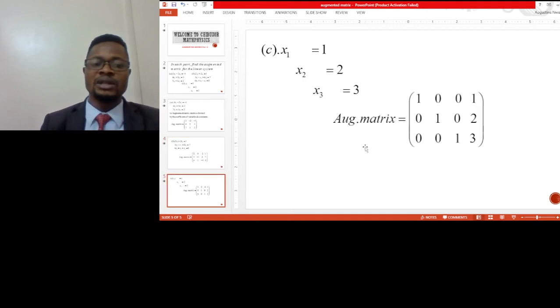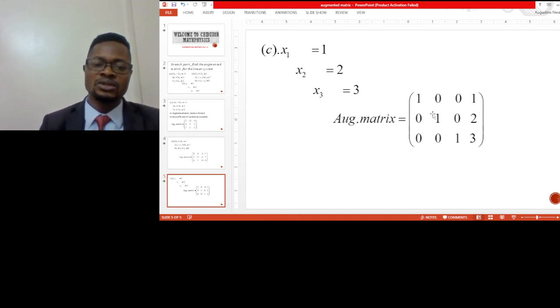Let's consider the final one. Here you have to be very keen. You see here we have x1 in the first equation. We don't have x2, we don't have x3. In the second equation, we don't have x1, but we have x2, no x3. In the third equation, we don't have both x1 and x2. We have only x3 and the constant. So what are you going to do? Assume all those that are not there are zeros.